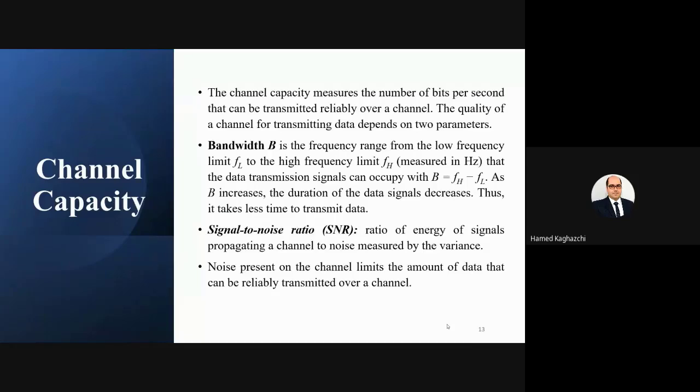bits per second. We need to have information about the capacity of the channel that we will transmit our data signal over with a data rate, for example, of 64,000 bps, because the capacity of the channel is so important for us and will affect our data transmission.